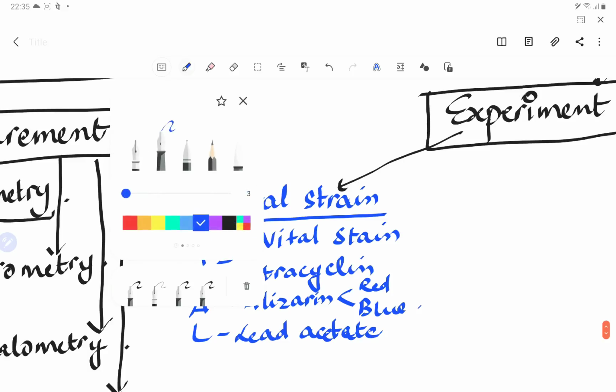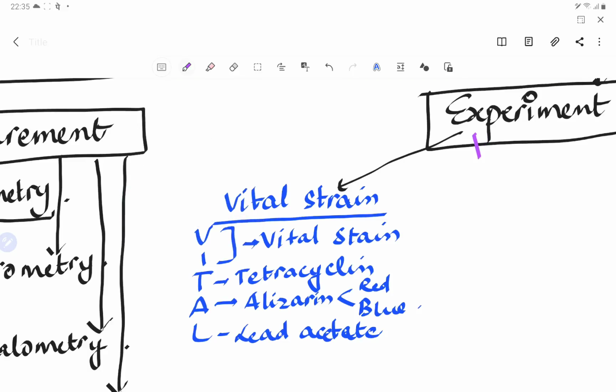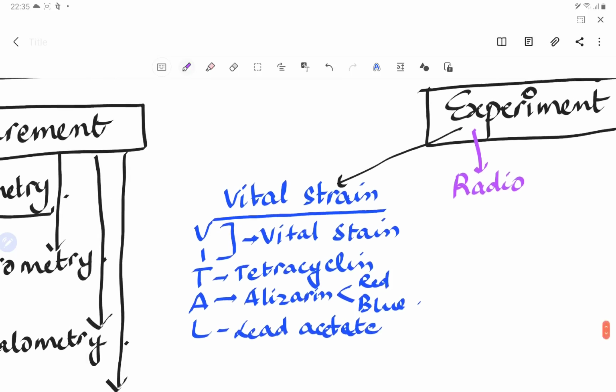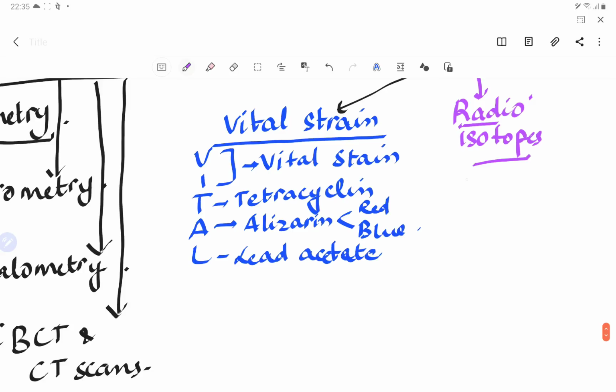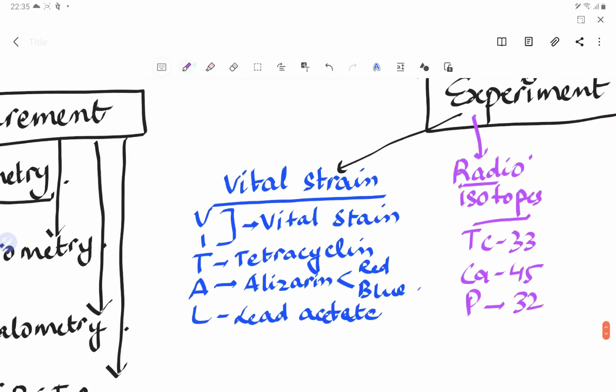Then another method in the experimental category is radioisotopes. In the radioisotopes, we have technetium 33, calcium 45 and potassium 32. The third one in the measurements is the implants.